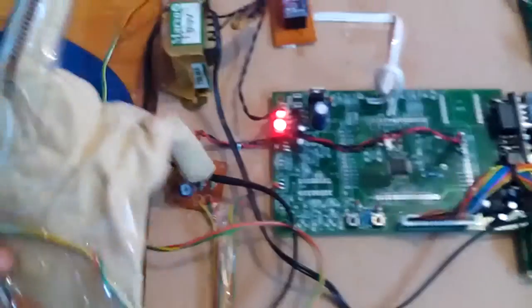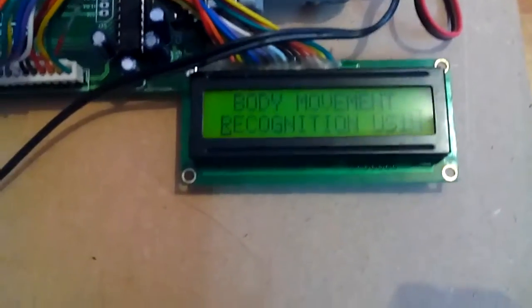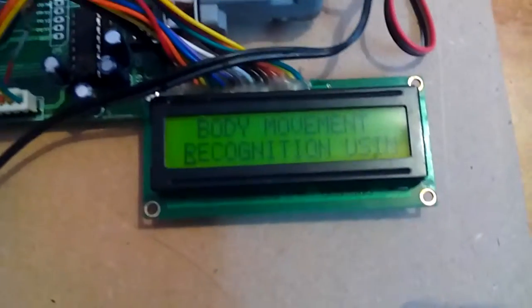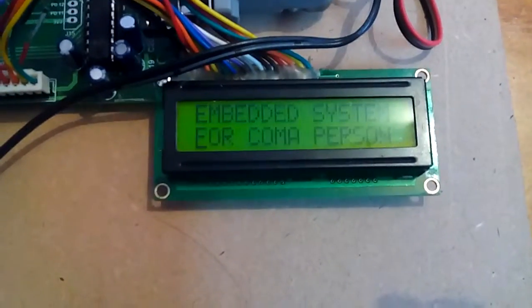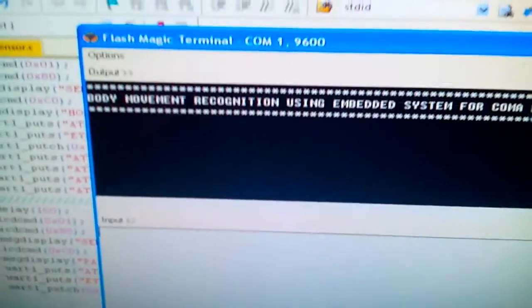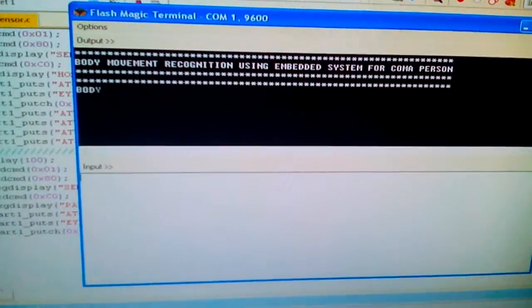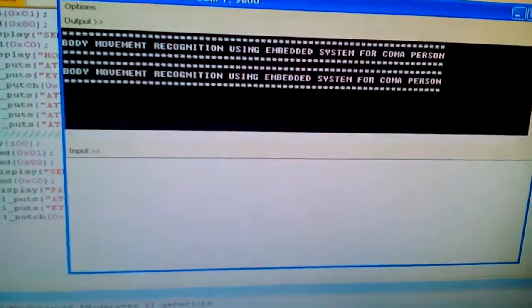Let us come to the hardware explanation and execution mode. Whenever I reset this, it shows body movement recognition system using embedded system for coma person. As it is, I will get the data here, embedded system for the coma person. Okay, second time I'm getting it.